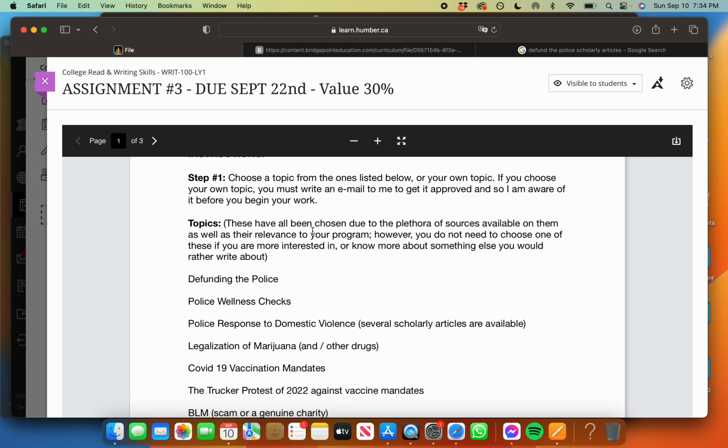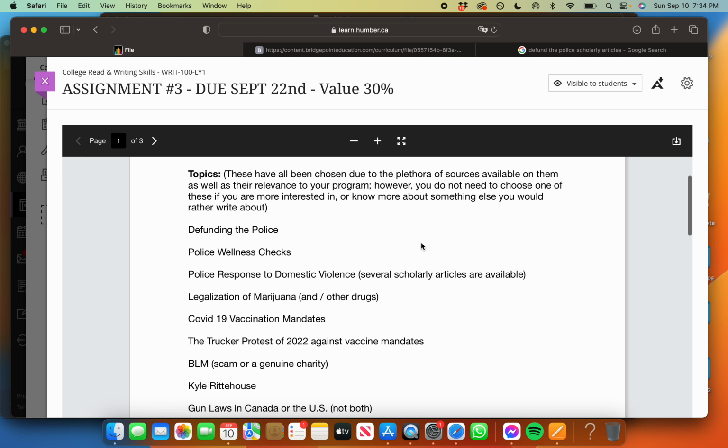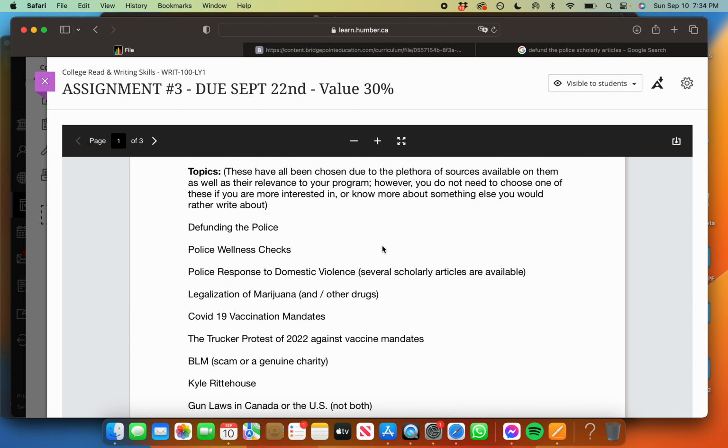Okay. These have all been chosen due to the plethora of sources available on them, as well as their relevance to your program. However, you do not need to choose one of these if you're more interested in or know more about something else you would rather write about, okay? So you don't have to worry about that.